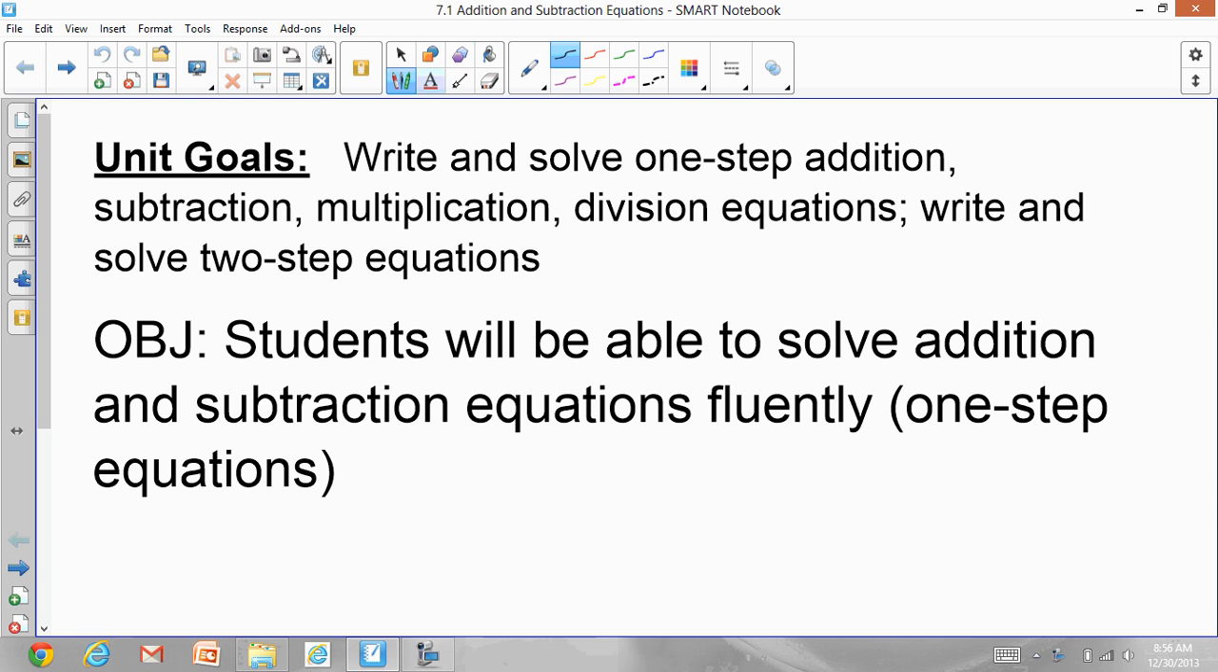In your notebook, make sure that you are writing 7.1 addition and subtraction equations. The objective for today is for you to solve addition and subtraction equations fluently, which is also called the one-step equation. You can solve the equation in one step.